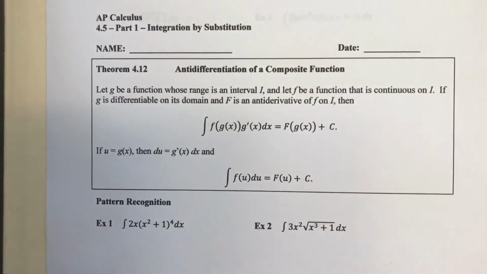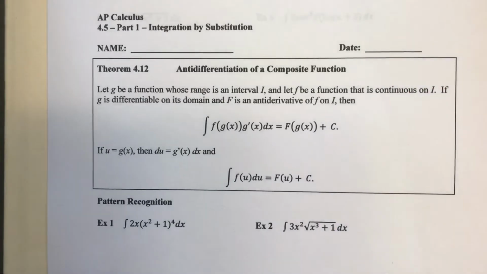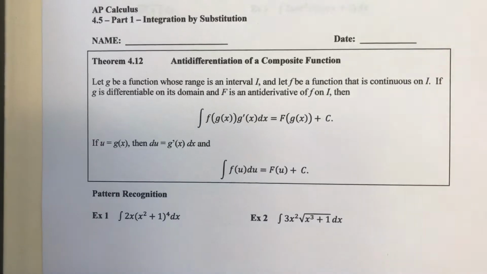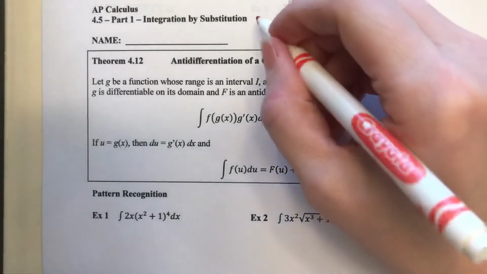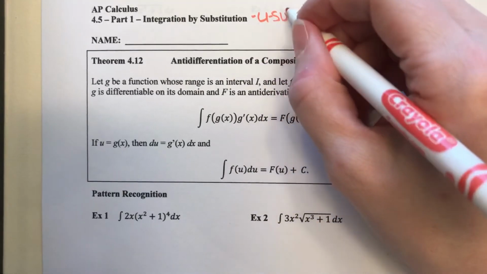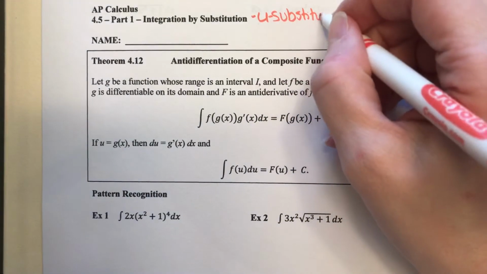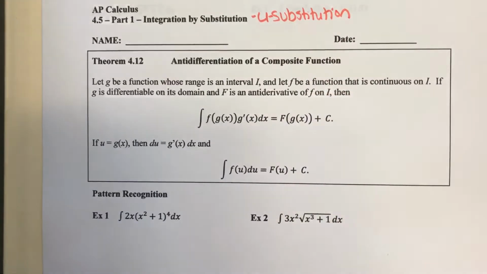Okay, so this starts part 1 of integration by substitution, also known as U substitution. So basically, when we find an integral, we have to either work from left to right like we normally do, or the only other way we know how to find an integral in Calc 1 is using U substitution, and it's the opposite of a chain rule.